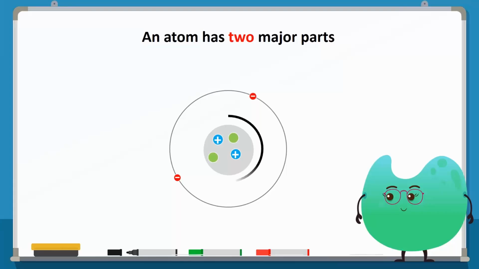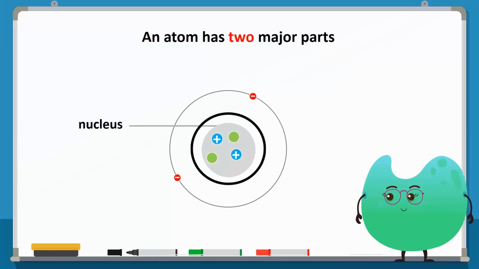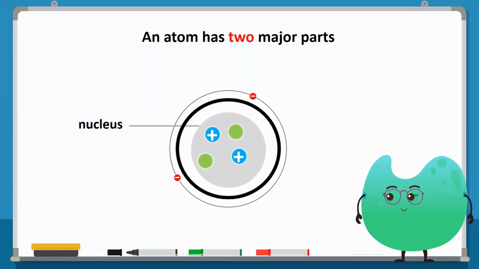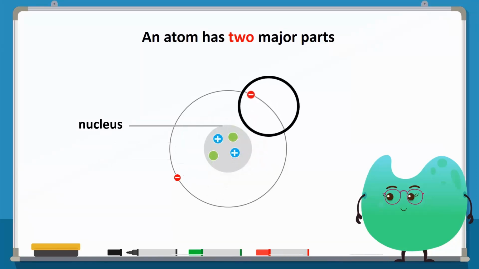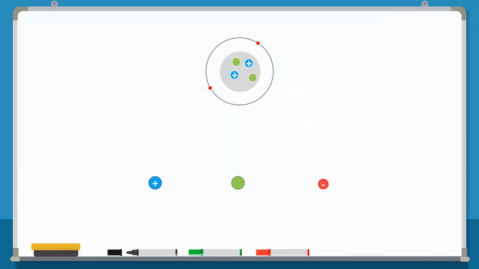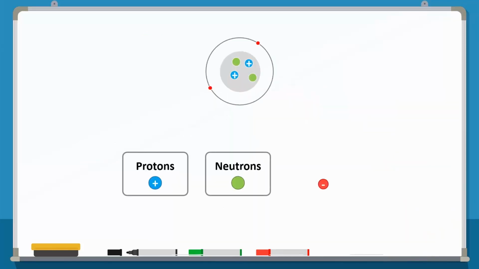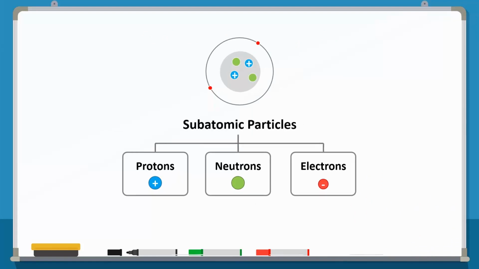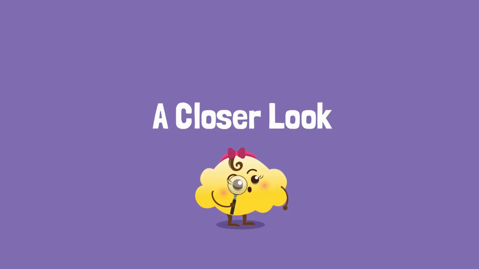An atom has two major parts. The first is the nucleus, which consists of particles known as protons and neutrons. The second part are electron shells, which contain electrons. Protons, neutrons, and electrons are called subatomic particles. Let's get to know the particles that make up an atom.